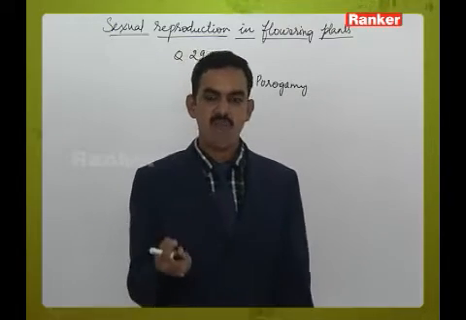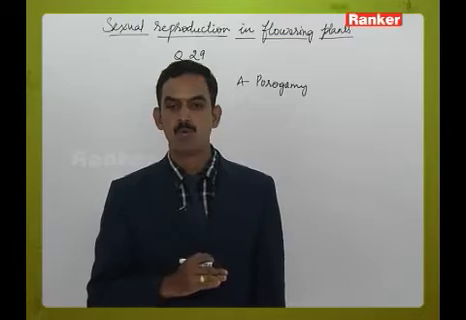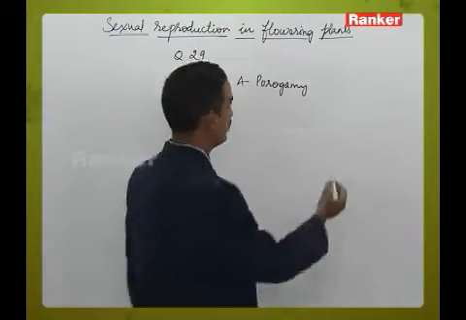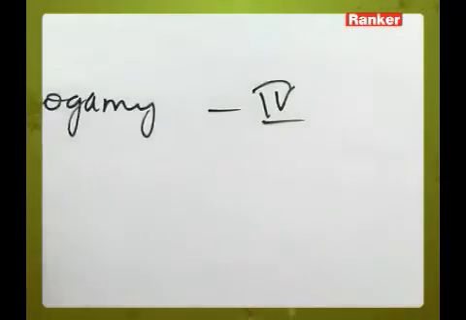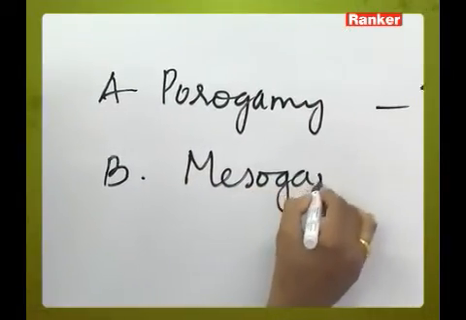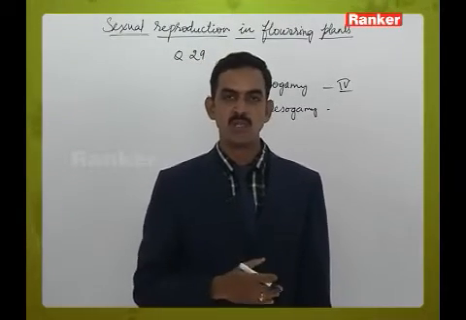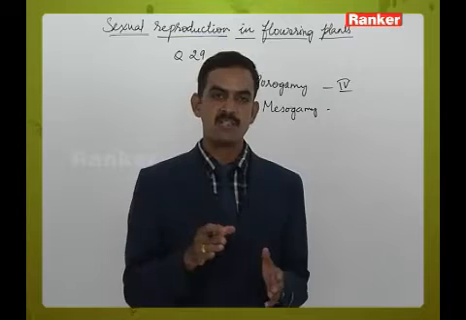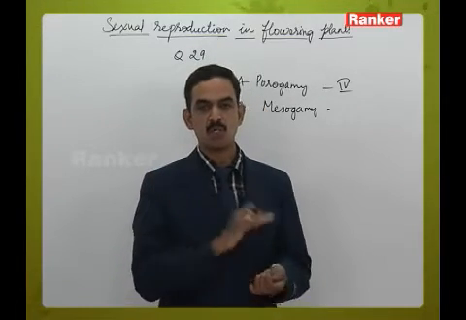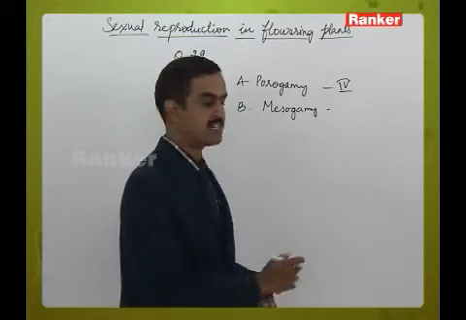Porogamy means the entry of the pollen tube into the ovule through the micropyle region. In list 2, the fourth is micropyle, so that suits porogamy exactly. The second one is mesogamy. Mesogamy means the entry of the pollen tube into the ovule passing through either the funiculus, the stalk of the ovule, or through the integuments. In list 2, integuments is present, so it exactly suits that one, that is B is 1.